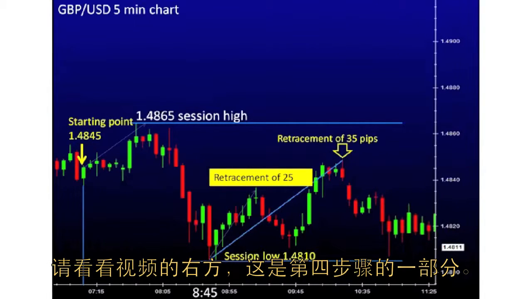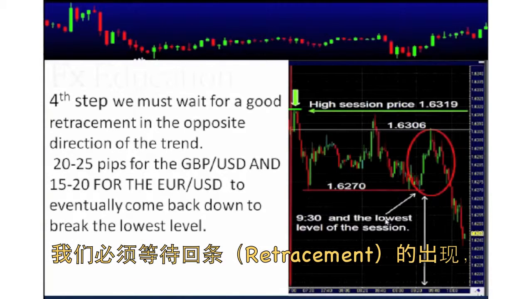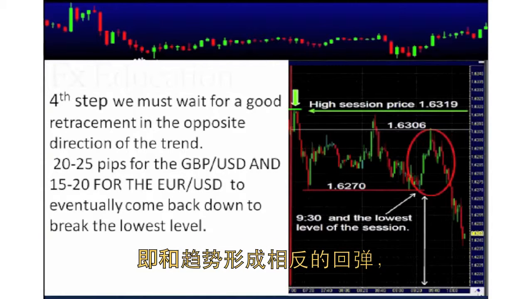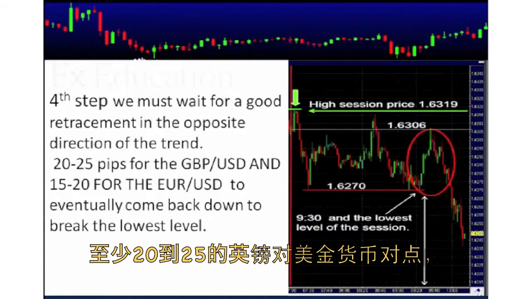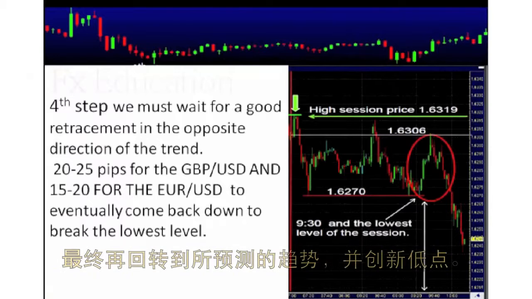Allow me to give you another example. Take a look at the screen on the right hand side. This is part of step 4. We must wait for a good retracement in the opposite direction of the trend. At least 20 to 25 pips for the GBP USD and 15 to 20 pips for the Euro USD to eventually come back down and break a newer level.